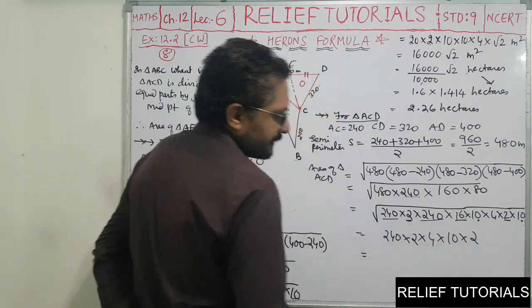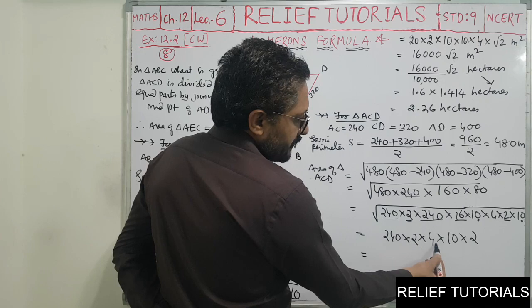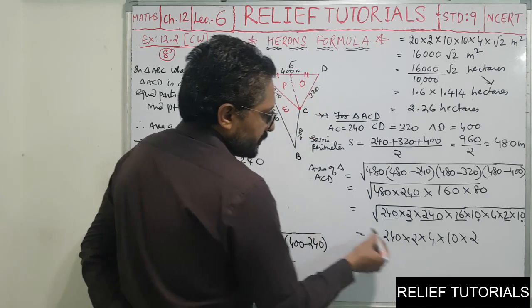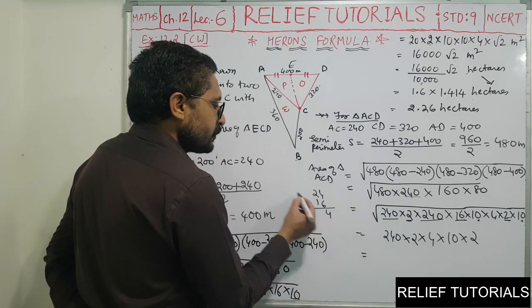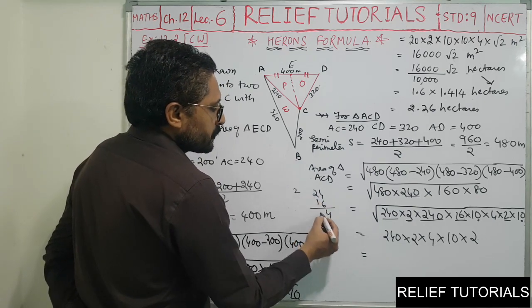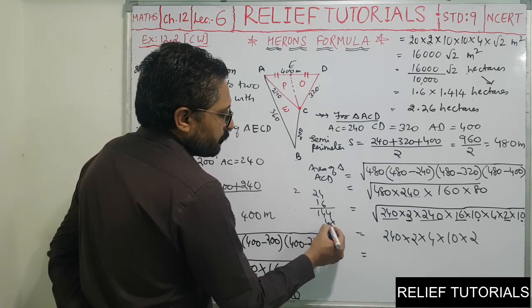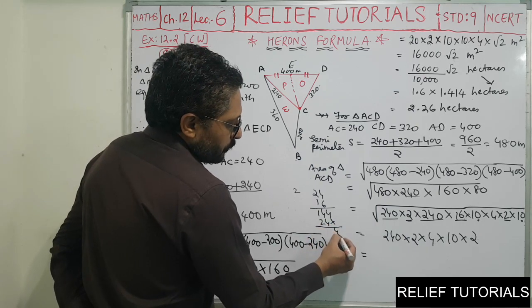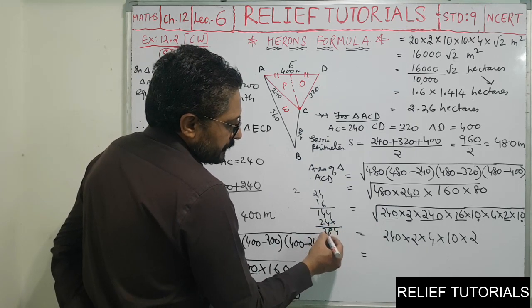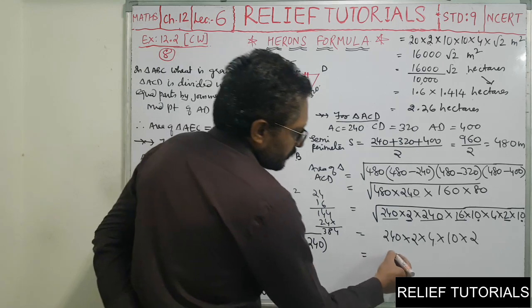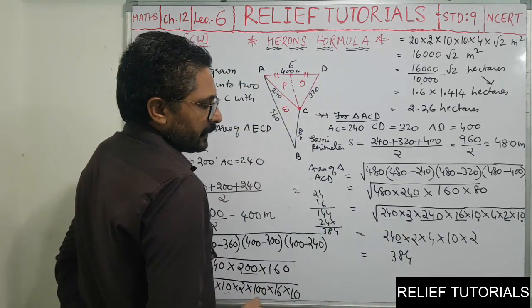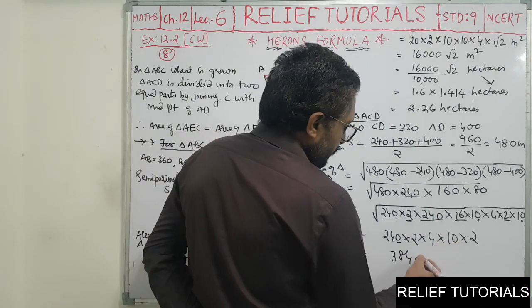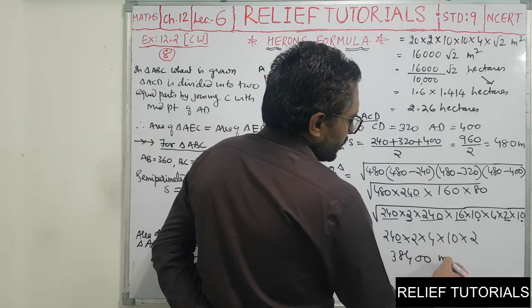We will multiply this. See, 4 2s are 8. 8 2s are 16. 16 into 24. So 24 into 16. 6 4s are 24. Carry 2. 12 and 2, 14. Here 4. Here 2. So 4, 8, 3. 3, 8, 4. So 3, 8, 4 and this 0, and this 0. Meter square.